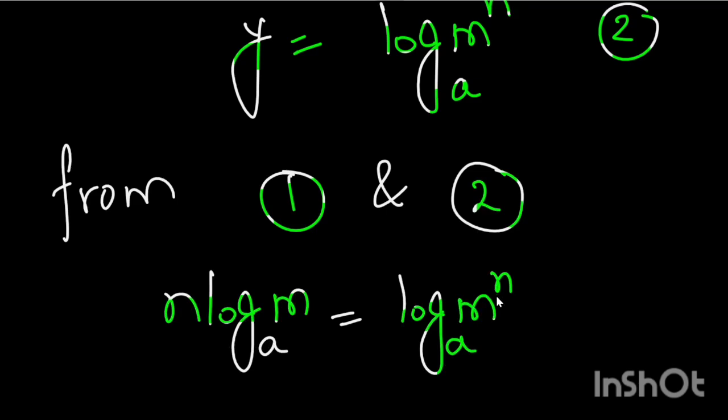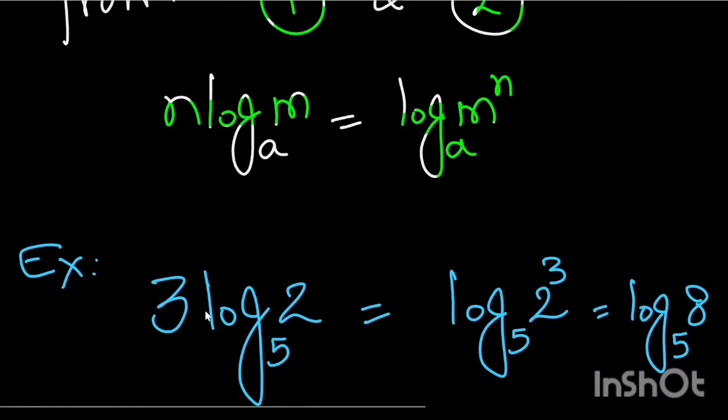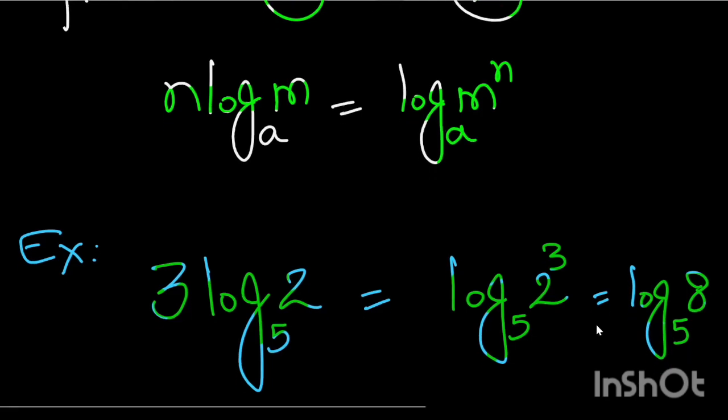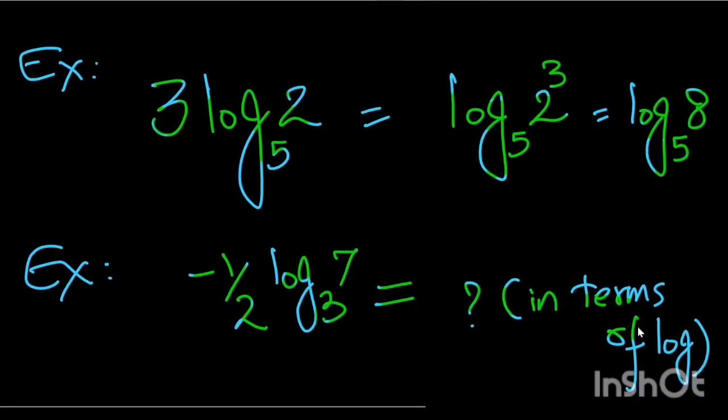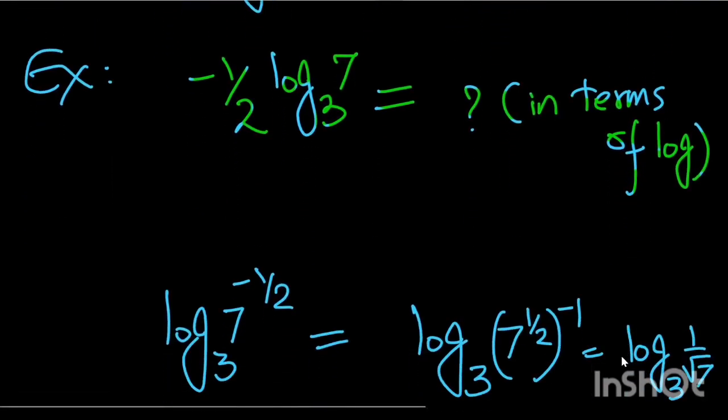So from first and second, first we got this, second we got this, so that way it is proved, guys. Taking an example, if any number is in multiplication to a log, then that number goes to the power of the argument. Okay, the m to the power n rule, we can say that. So 2 cube log 8 base 5, the base remains unchanged. Another one is minus half log 7 base 3. In terms of log, how will we write it? So as you can see, again using the same rule, minus half will go in the power of 7. So it becomes 7 to the power minus half, which can be written as 1 by root 7, base 3.